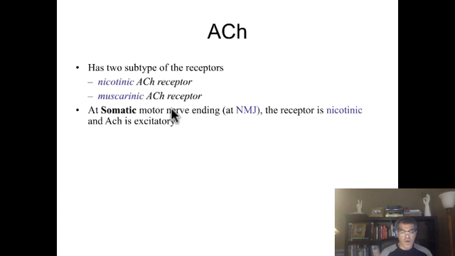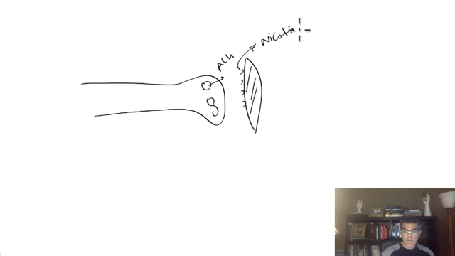A somatic motor neuron is a neuron that goes to the skeletal system. Acetylcholine is the neurotransmitter and the receptor is the nicotinic receptor. If this is a neuron and this is your muscle, at the end of this neuron you're going to release acetylcholine. Acetylcholine is going to sit on this receptor here and stimulate this muscle. The receptor here is the nicotinic receptor. This area here is called the neuromuscular junction. When acetylcholine sits on the nicotinic receptor in the neuromuscular junction, the result is always stimulation.